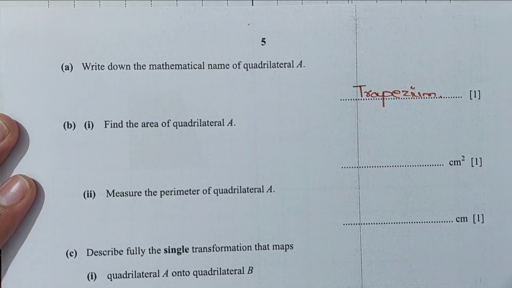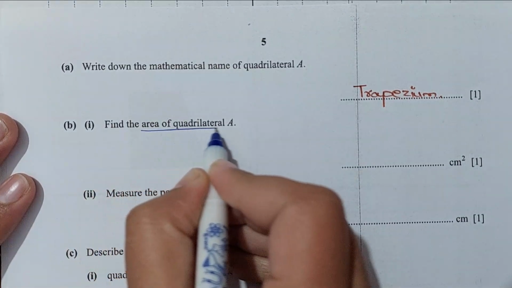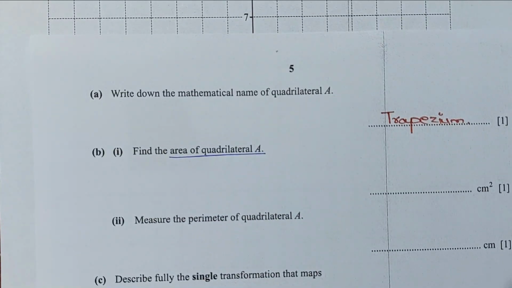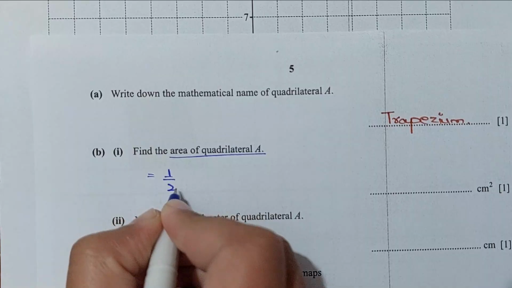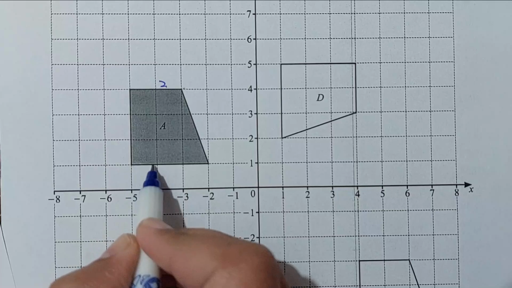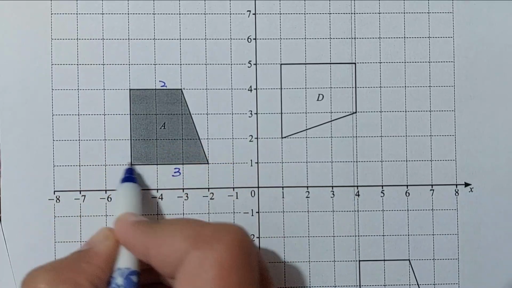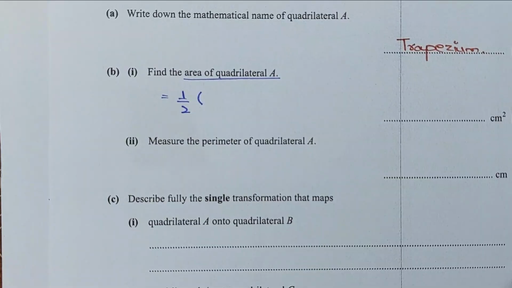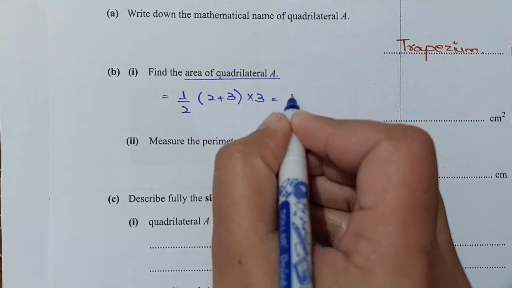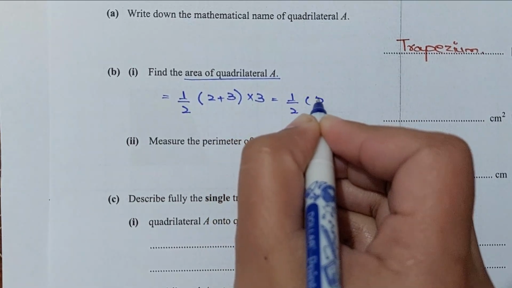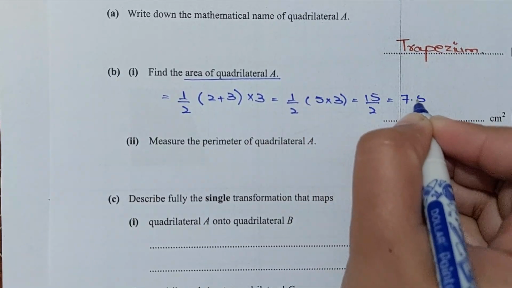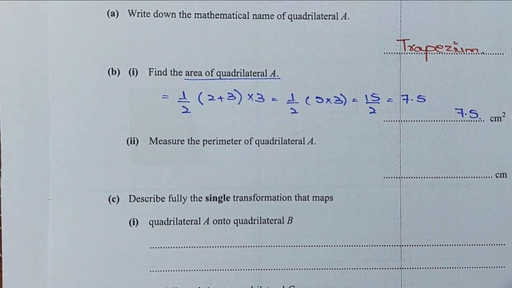Right. Now for part B, number 1, find the area of the quadrilateral A. So we have to find the area of a trapezium, right? The formula for the area of a trapezium is half the sum of the 2 parallel sides times the height. This parallel side is 2 units, and this parallel side is 3 units. And what is the height? 1, 2 and 3 is the height. So it is 1 by 2 times (2 plus 3) times 3. 2 plus 3 is 5, times 3 is 15, and 15 by 2 is 7.5. So this area is 7.5 centimeters square.